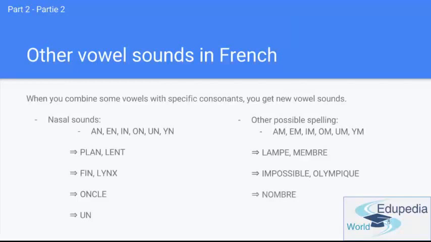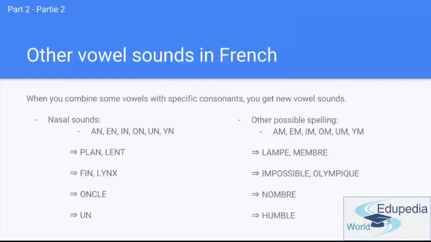A lot of the time in words with on in French, you will notice in English you will use a U instead. For example, I mentioned earlier oncle, which is uncle in English, and here we have nombre, which is number in English. Then for the un sound, we have humble, which is humble in English.